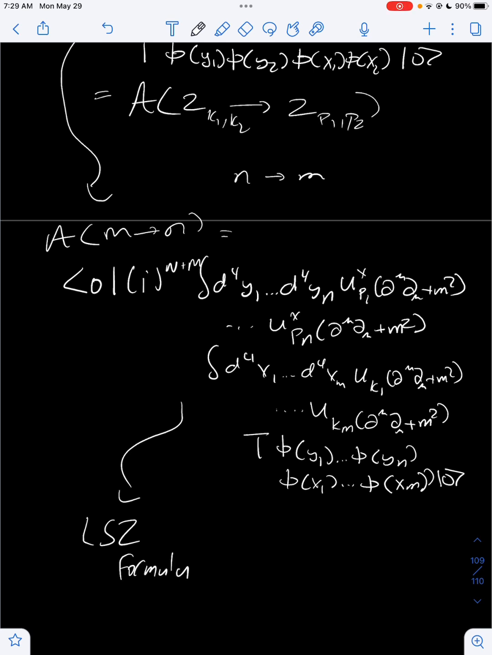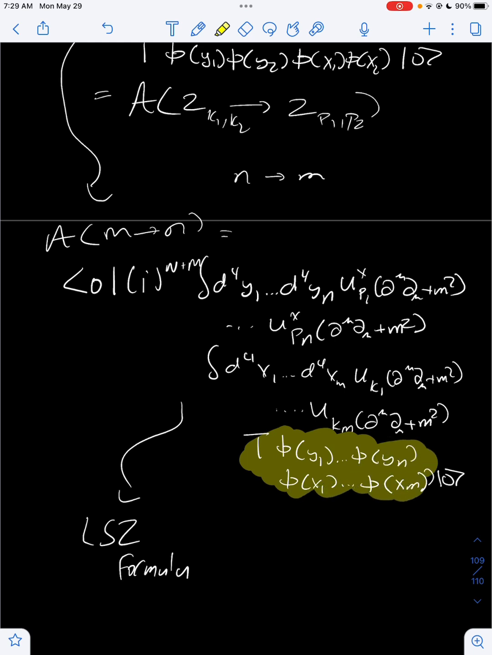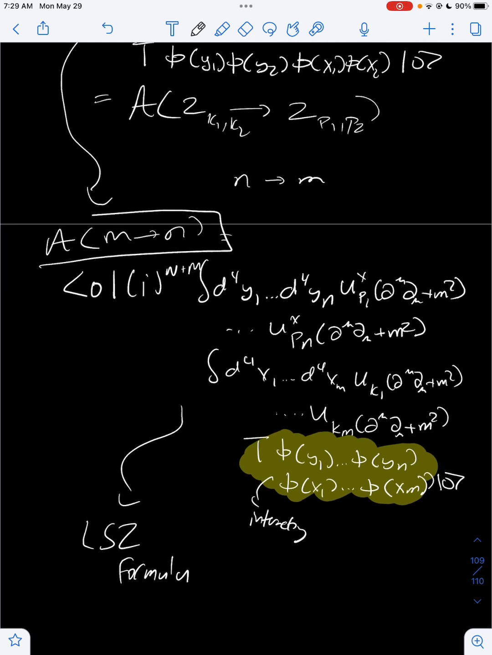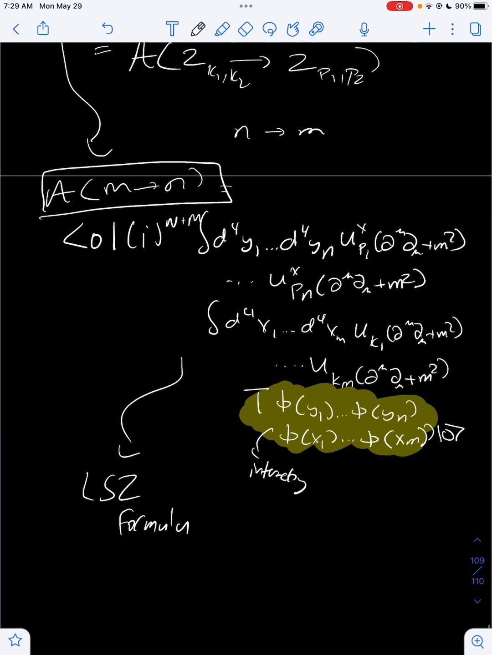It's a formula that relates the time-ordered product of our interacting quantum fields. These are all interacting fields, by the way. They're not free fields. It relates them with the probability amplitude that m particles go in, and then n particles go out. So it relates the fields to the probability that some interaction process occurs.